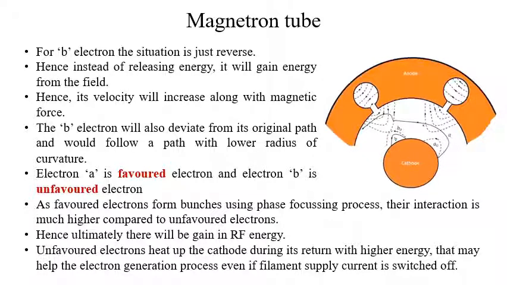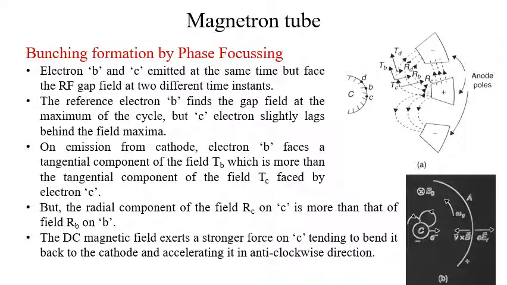So that may help the electron generation process even if filament supply current is switched off. So in a different fashion, the unfavored electrons can help the electron generation process without filament supply current.